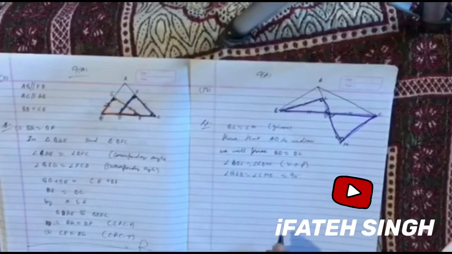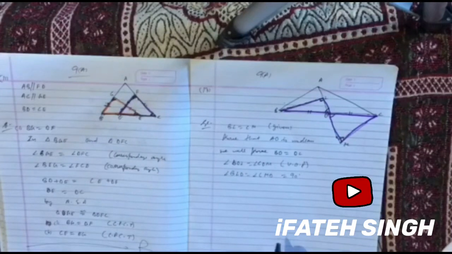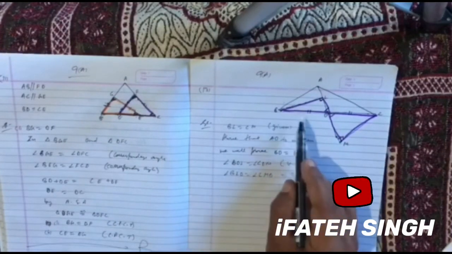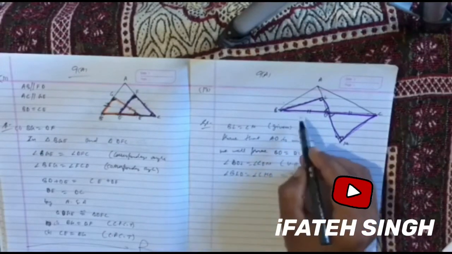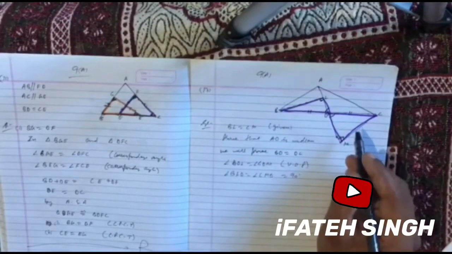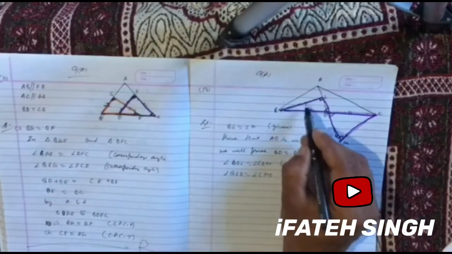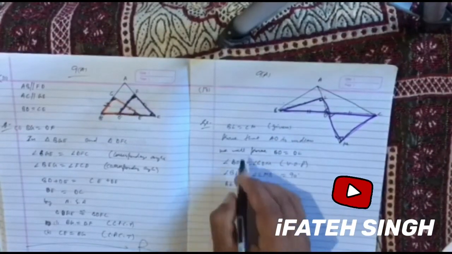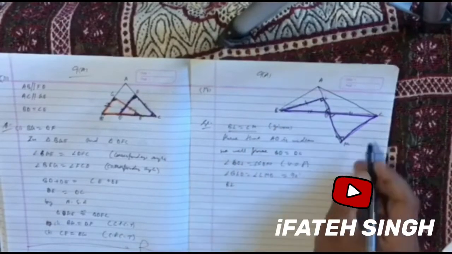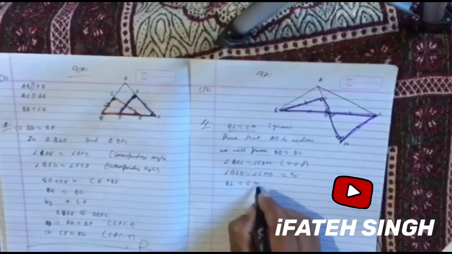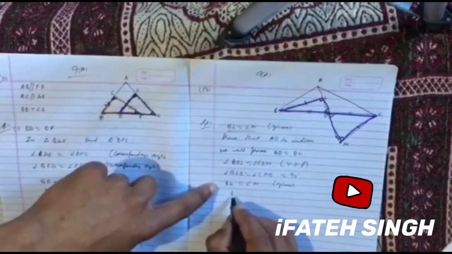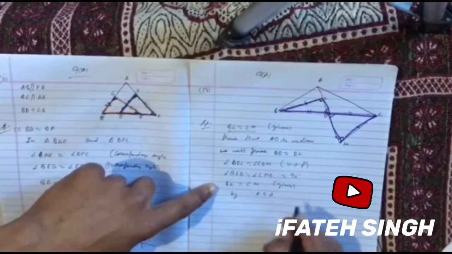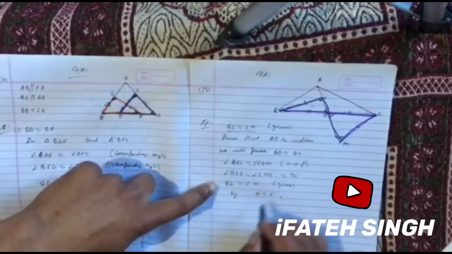And third thing which is given that BL is equal to CM, which is already given in the statement. Two angles are equal, one side is equal. By angle side angle, these two triangles are congruent.